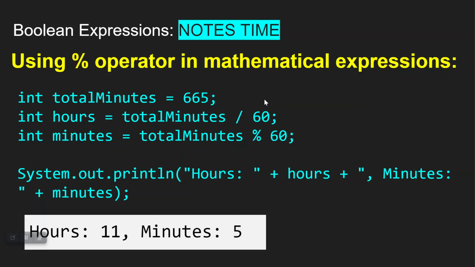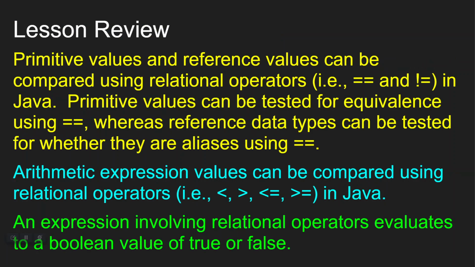All right, well, with that, I believe we've come to the end of our lesson here, guys. So we'll do our quick lesson review. Remember that primitive values and reference values can be compared using relational operators, such as equals equals and not equals in Java. Primitive values can be tested for equivalence using equals equals, whereas reference data types can be tested whether or not they are aliases of one another using equals equals. And remember, they are aliases if they reside at the same address in memory but have different names.